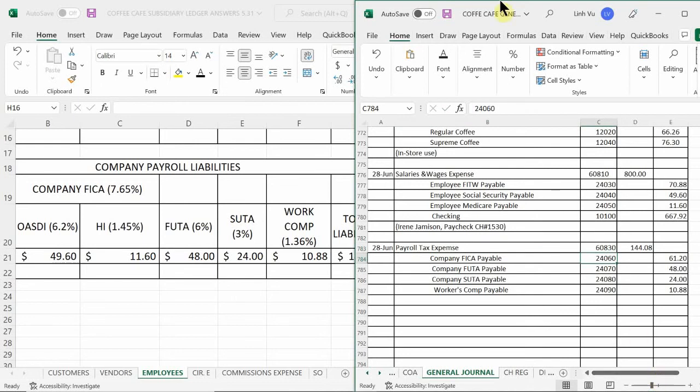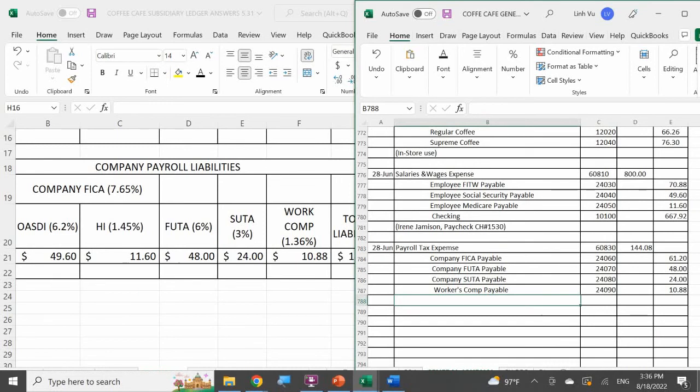Okay. And what's your note going to say here? Do we need to mention for whom we are paying? So payroll tax for Irene Jameson. Okay. Are we actually paying anything? No, but we have to pay later to the agency. Eventually we will have to pay later.